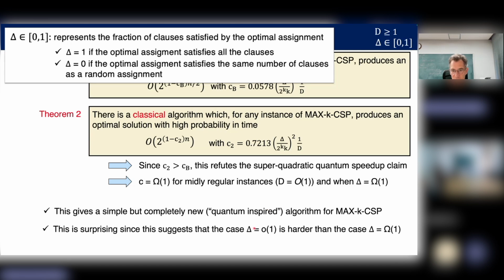And yes, from the point of view of theoretical computer science, it's a little bit surprising because it suggests that the case delta very small is harder than the case delta large. Because for delta large, you can do better than 2 to the n using our algorithm, where we don't know how to do it with delta small. And delta large might be, intuitively, a little bit harder because you have to satisfy many clauses, while when delta is small, you are okay with satisfying only a few additional clauses, additional to the value of a random assignment. It's a little bit surprising.